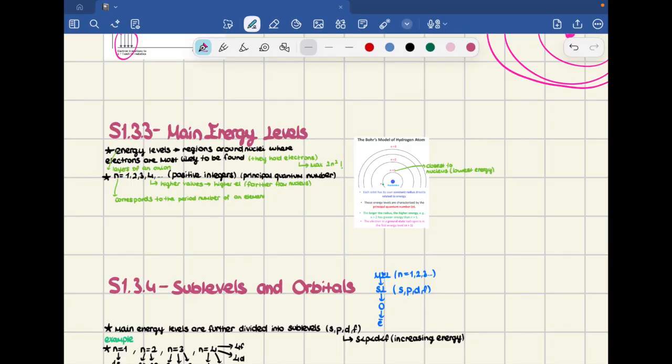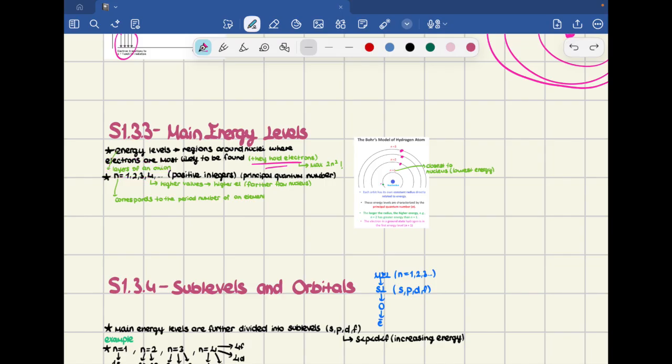Okay, so now I will be continuing with 3.3, main energy levels. Energy levels are the regions around nuclei where electrons are most likely to be found, and they basically hold electrons. These are some examples of energy levels in the hydrogen atom. As I mentioned, these energy levels are quantized, and the electrons can be inside them. They can't stand between them, because they're quantized, like a staircase. You can think of it as layers of an onion.